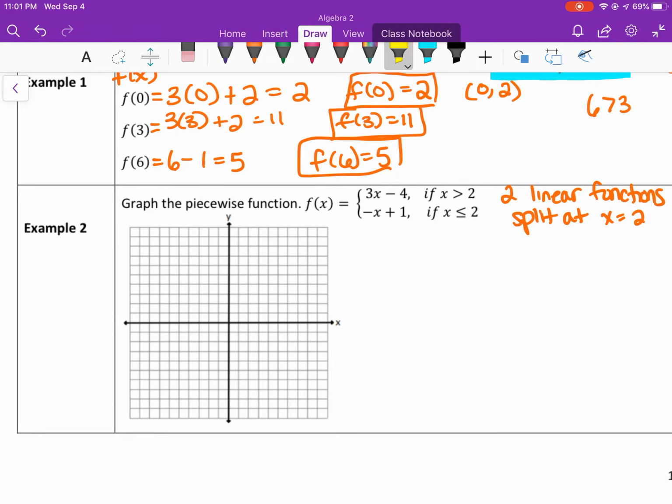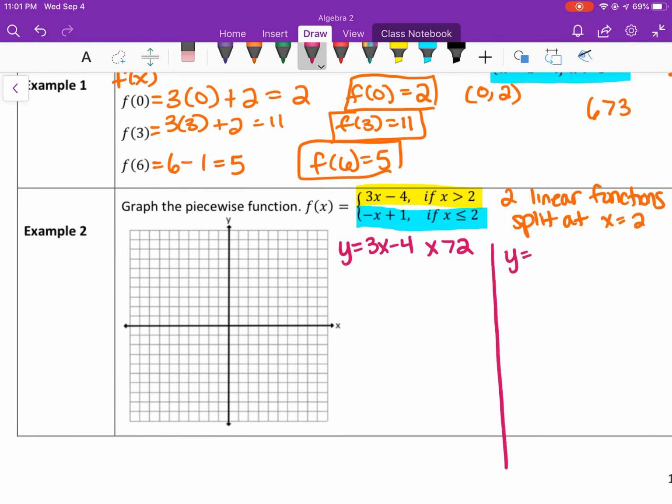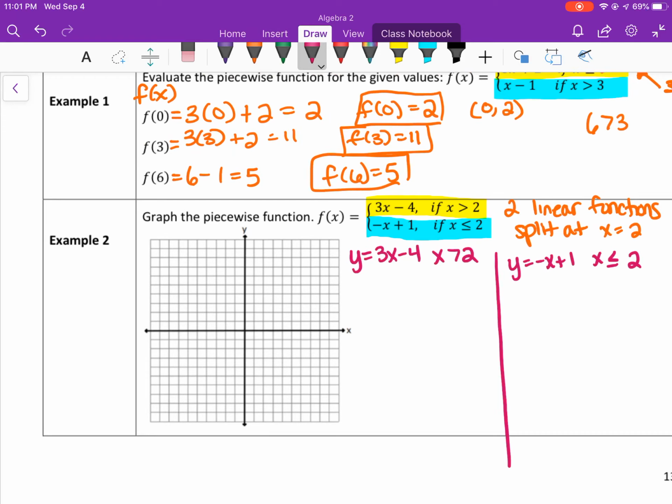I have 3x minus 4 if x is greater than 2, and I have negative x plus 1 if x is less than or equal to 2. So the graph splits. I graph this in two different parts. I first graph y equals 3x minus 4 when x is greater than 2. And then I will graph y equals negative x plus 1 when x is less than or equal to 2. And the way that I do this is I just make a table.